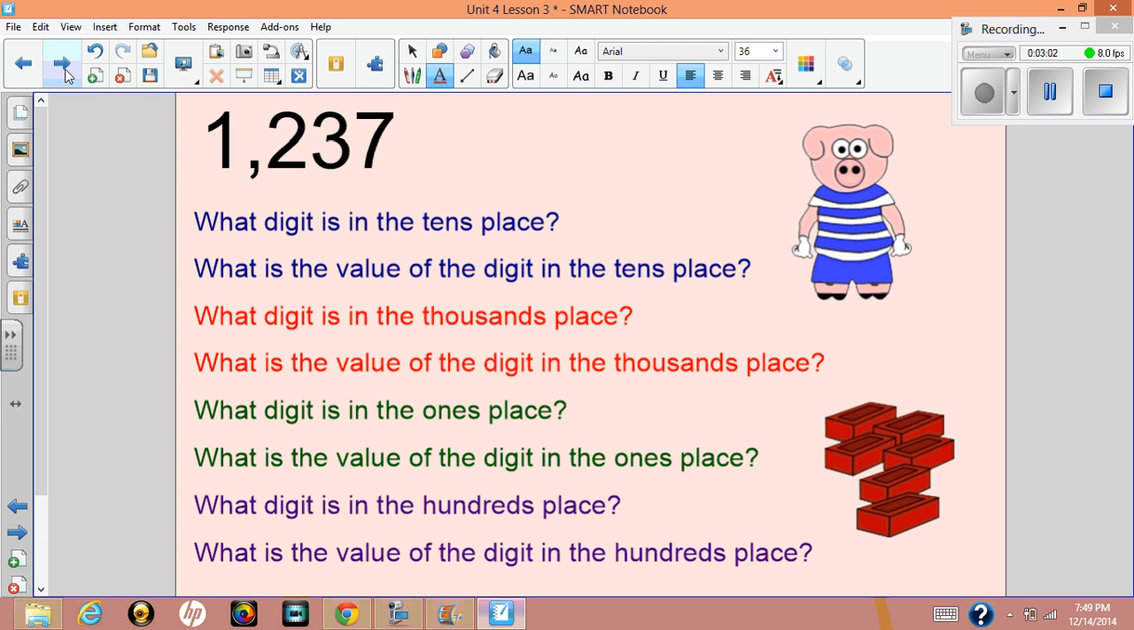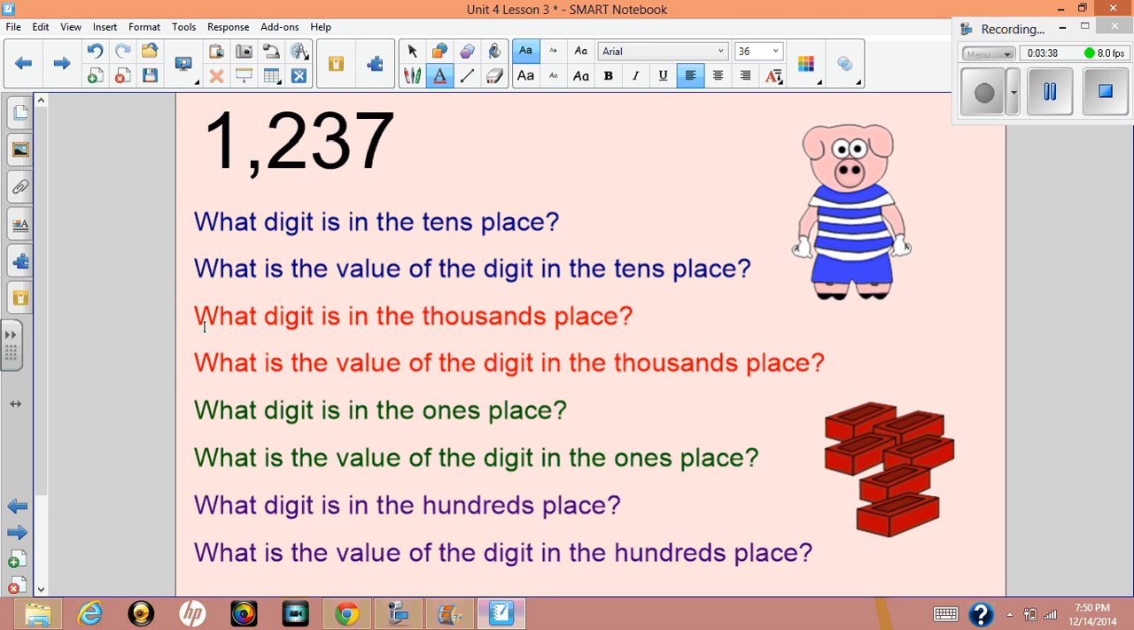Let's look at the number in standard form 1,237. I have 4 sets of questions here in different colors. We're going to look at each digit and discuss what the value is. The first set of questions is blue. What digit is in the tens place? If we look, this is ones, this is tens, this is hundreds, this is thousands. In the tens place, we have 3. What is the value of the digit in the tens place? It is 30.